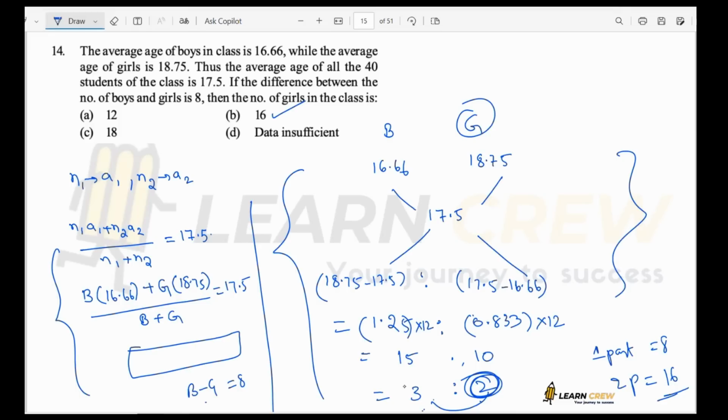So 3 parts boys, 2 parts girls, difference 1 part. That 1 part is given as 8. You require girls, 2 parts. The answer is 16. I don't recommend this procedure because it takes time.